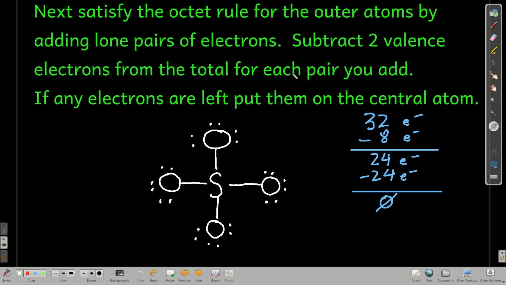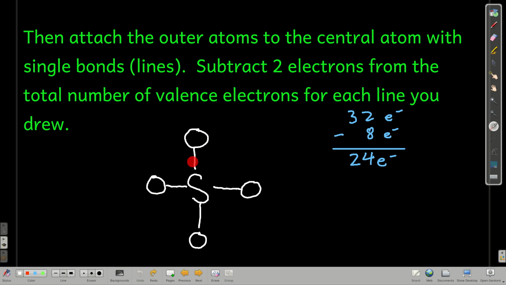Next, satisfy the octet rule for the outer atoms by adding lone pairs of electrons. One way of interpreting the octet rule is that an atom tends to gain or lose electrons so as to have the same number of valence electrons as the nearest noble gas. Well, the nearest noble gas to oxygen is neon, which has 8 valence electrons. So oxygen is trying to get 8 valence electrons. Now back here, in this structure, oxygen only sees 2 valence electrons. Remember, each line represents 2 electrons, and those 2 electrons help satisfy the octet rule for both the oxygen atom on one end and the sulfur on the other.